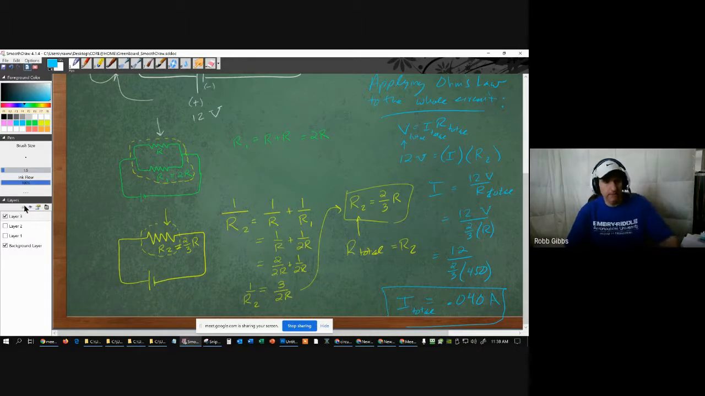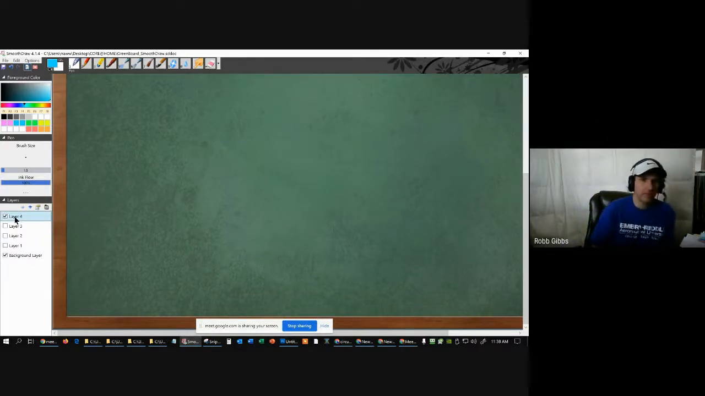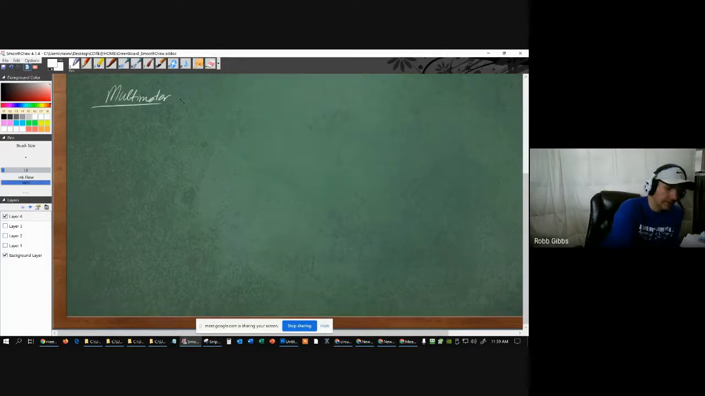All right, let's look at some devices for measuring current and voltage in electric circuits. A common device is called a multimeter, and it measures voltage, current, and resistance. I recommend that everyone have one of these in their toolkit because they can be extremely useful for troubleshooting household electronics.